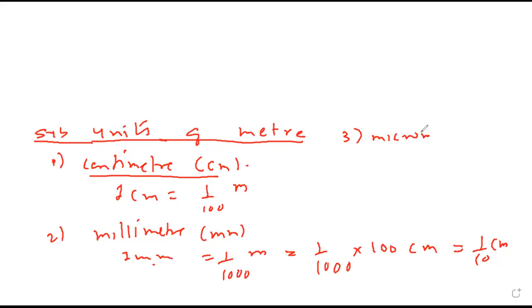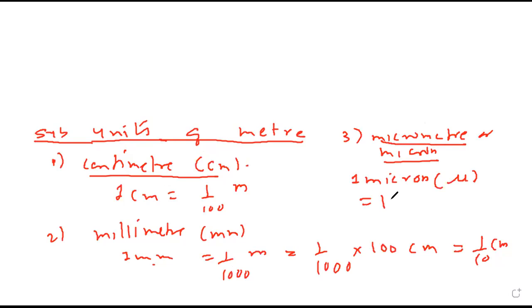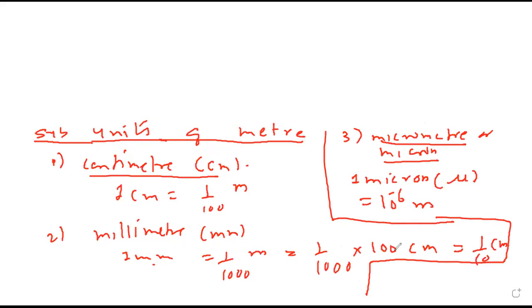Then micrometer or micron. One micron is denoted by the letter mu and equals 10^-6 meter. Fourth, nanometer. 1 nanometer is 10^-9 meter.